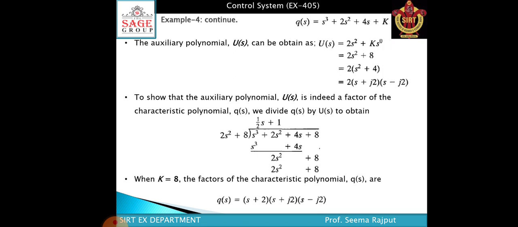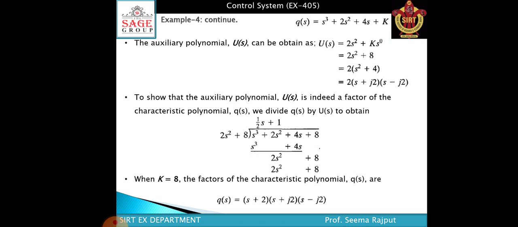So in the characteristic equation s cube plus 2s square plus 4s plus k, the auxiliary polynomial can be obtained as U(s) equal to 2s square plus k s to the power 0. So 2s square plus 8, we have to take the 2 common and s square plus 4. So we solve this. So we find s plus j2 and s minus j2. We find the two roots.